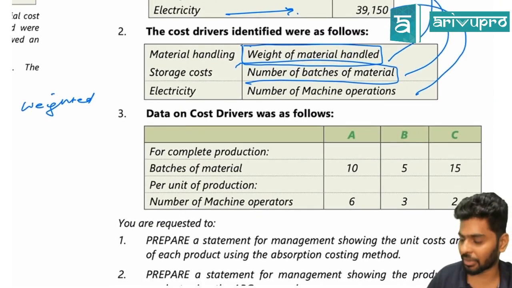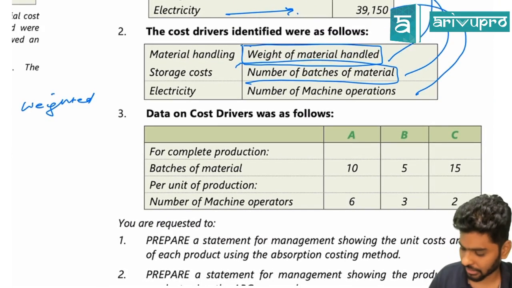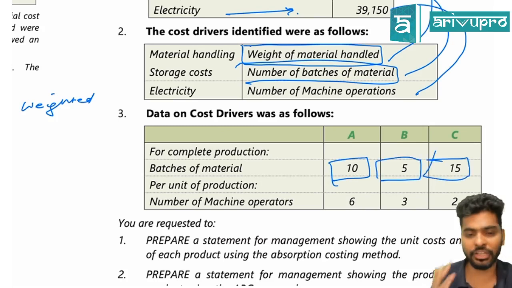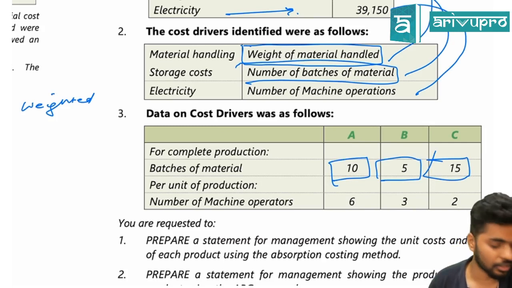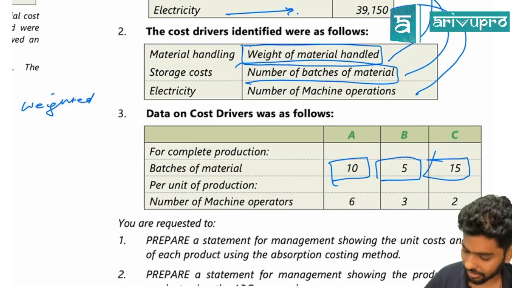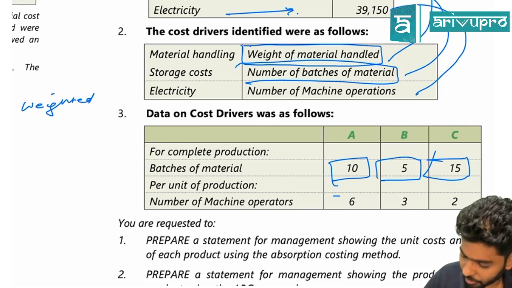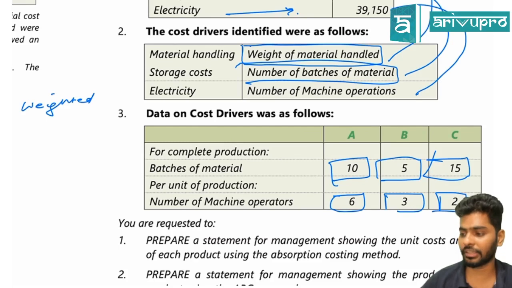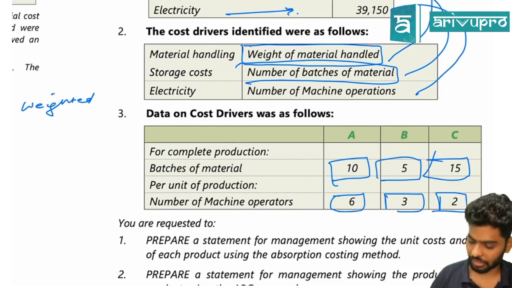I already have the number of batches of material, that is 10, 5 and 15. So I don't have to break my head because I know how many batches each product will take. And the third one is electricity, number of operations, that also I have 6, 3 and 2. Did you understand all the three? Okay.